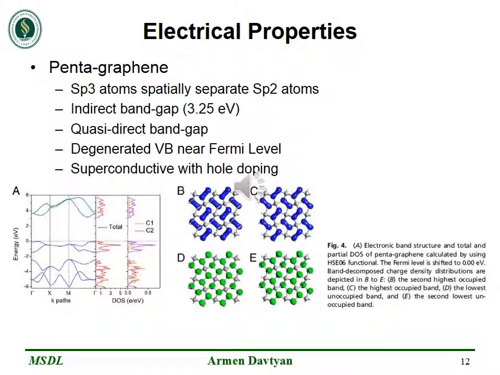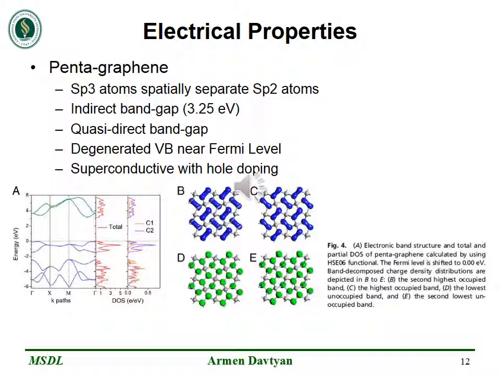To study the electronic properties of pentagraphene, researchers calculated its band structure and the corresponding total and partial density of states. The presence of the sp3 hybridized carbon atoms spatially separate the orbitals of sp3 hybridized atoms. This stops the full electron delocalization and creates a finite band gap. So pentagraphene is intrinsically an indirect band gap semiconductor with a band gap of 3.25 eV. That's almost 3 times the band gap of silicon.